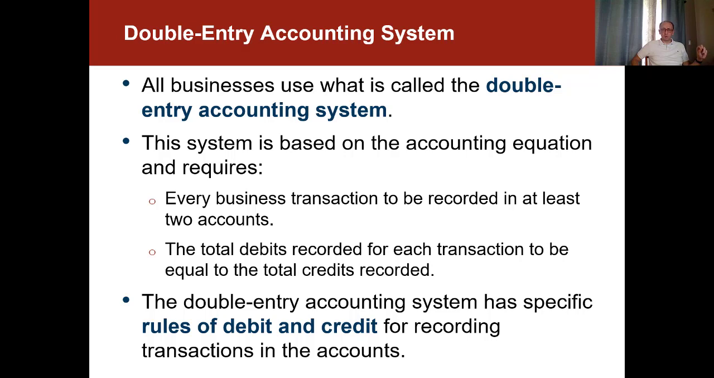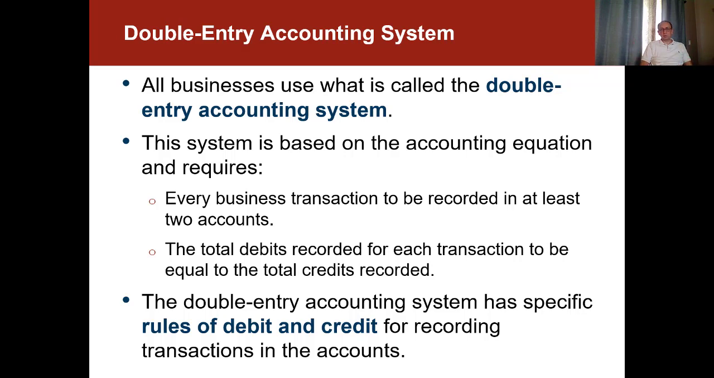The other requirement, or the second condition, is that the total debits recorded for each transaction should always equal the total credits. And that would keep something very important, which is the accounting equation, balanced. So in order to keep the accounting equation balanced, whatever is recorded on the debit side has to match what is recorded on the credit side. So debits should always be equal to credits. And that is the second condition needed for the double entry accounting system.